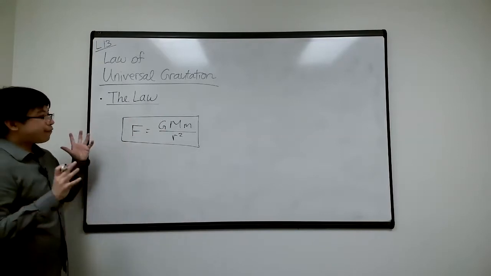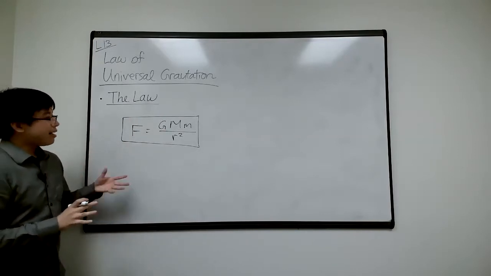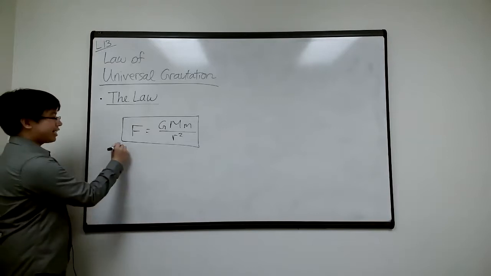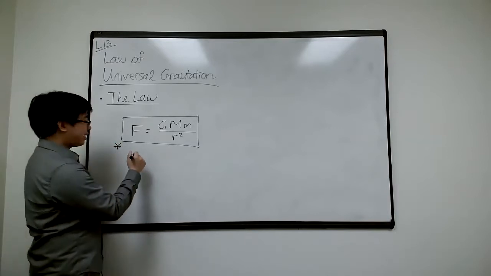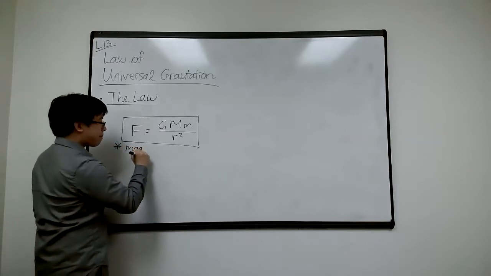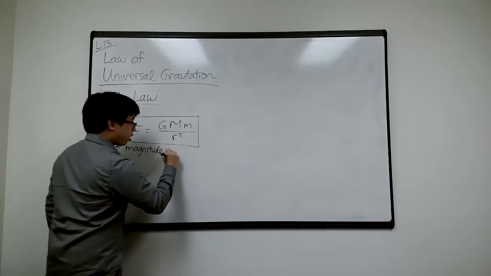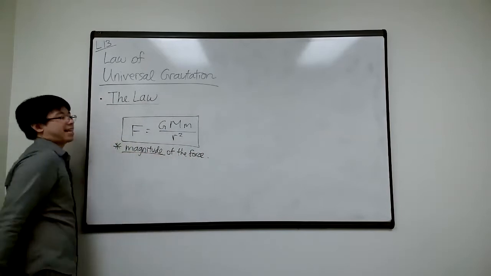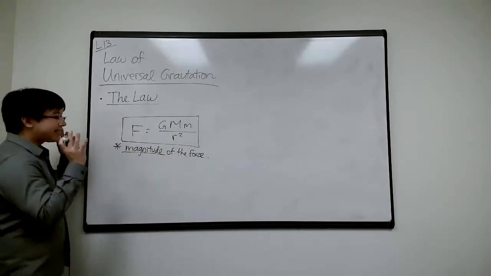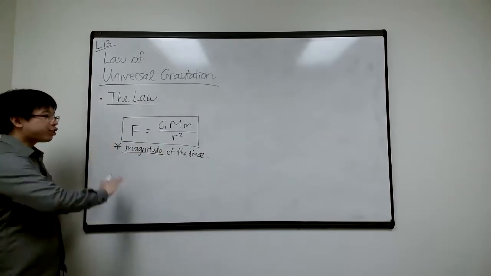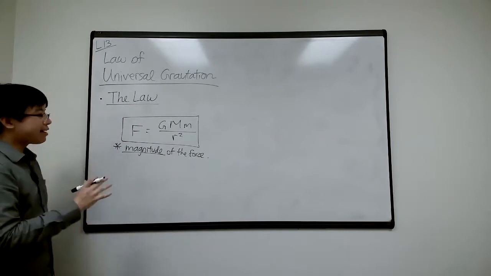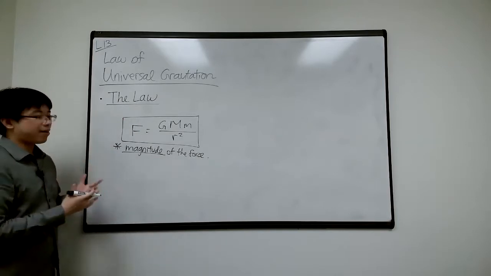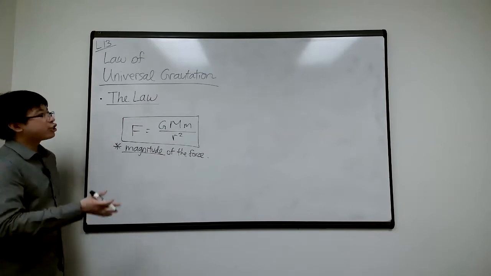Okay, so what does it really mean? The first thing I want to give you is a caveat, and you really want to put this right underneath your box: this is about the magnitude of the force. Magnitude, underline that, because it says nothing about the direction. The direction is stated separately. The direction is just that each has a gravitational force towards the other. So what does the law say?